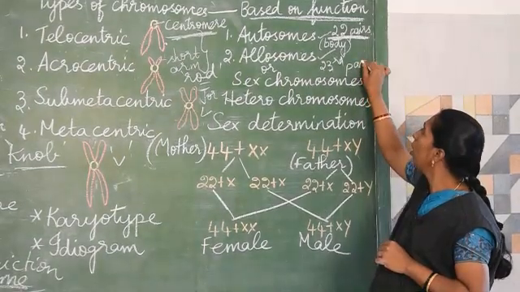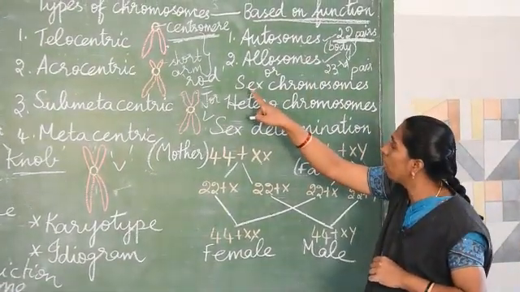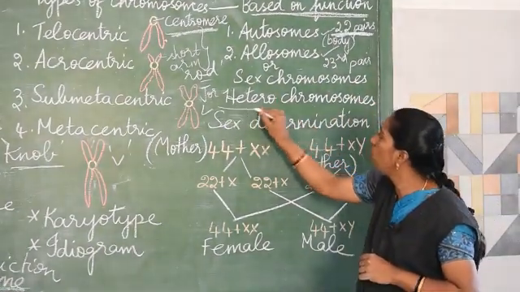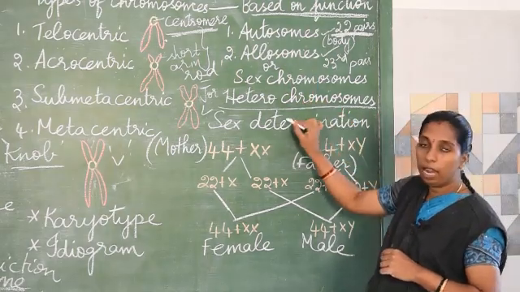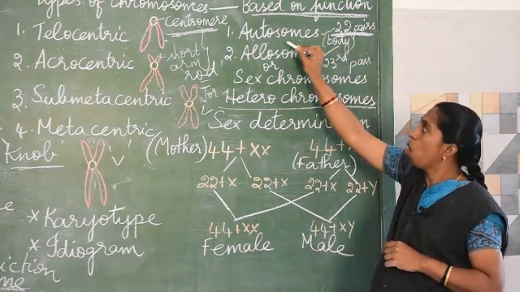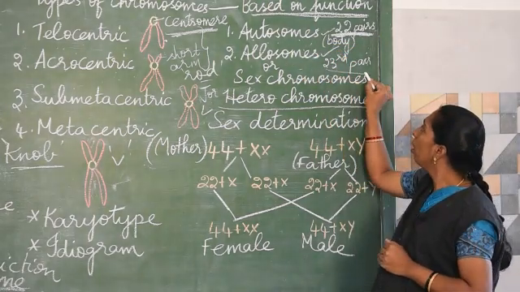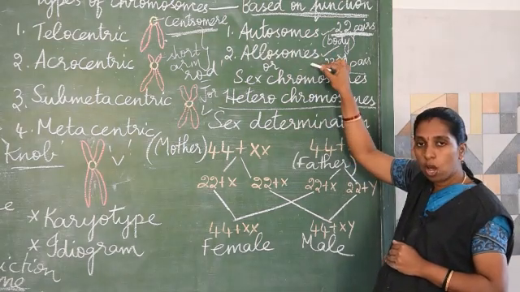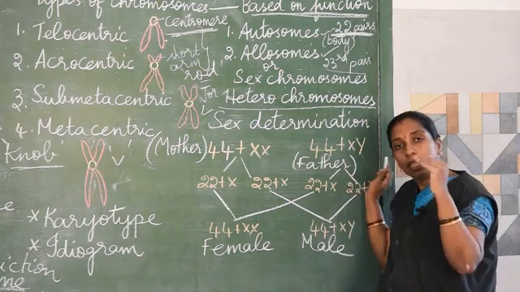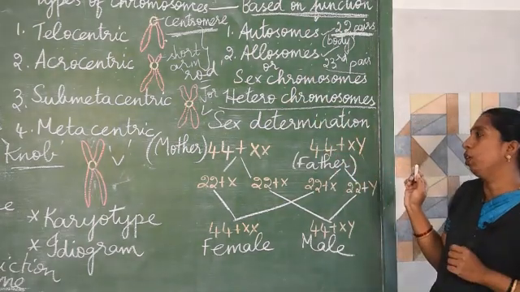the last pair is called allosomes, or the other name is sex chromosomes, or the other name is heterosomes. So three names are there. The first 22 pairs are called autosomes. The last pair, the 23rd pair, is called allosomes or sex chromosomes or heterosomes, and these allosomes are responsible for the determination of sex in an individual.